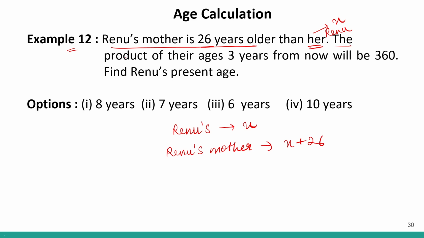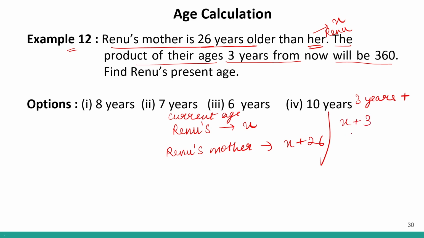Now, the product of their ages 3 years from now will be 360. So, 3 years from now, these are their current ages. Current age of Renu is X and current age of Renu's mother is X plus 26. 3 years from now, the age of Renu will be X plus 3 and the age of mother will be X plus 26 plus 3, that is X plus 29. Clear? This will be their ages.